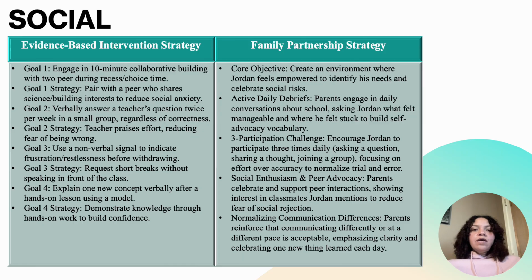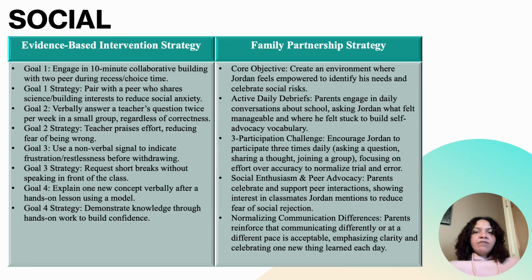The strategy: the teacher will pair Jordan with students who share his interest in science or building. This reduces the chances of rejection anxiety because they are more focused on the project and not just the conversation. Goal 2, normalizing not knowing. The goal: within 3 months, Jordan will provide a verbal response to the teacher's questions in a small group setting at least twice per week, regardless of whether the answer is correct. The strategy is that the teacher will praise the effort of sharing even if the answer is not correct. This targets his fear of being wrong and builds his identity as a contributor.